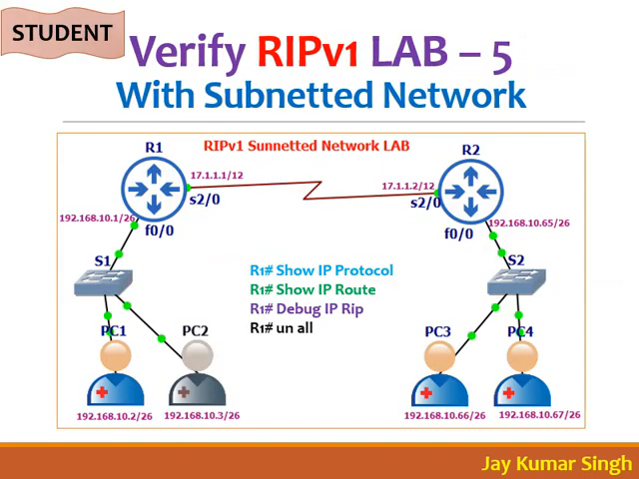But verify, if it is like this, see here, verify RIP version 1 lab with subnetted network. It is 192.168.10.0, and here is 192.168 like this, it is subnetted, see, /26 and /26. Will they communicate or not? Now find out, is it contiguous? No. So there will be a problem, because we are talking about contiguous network, right?